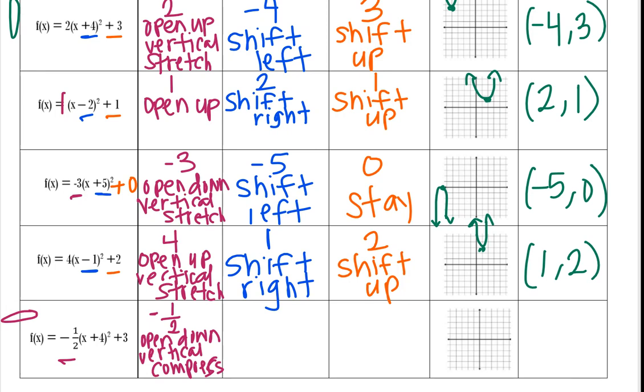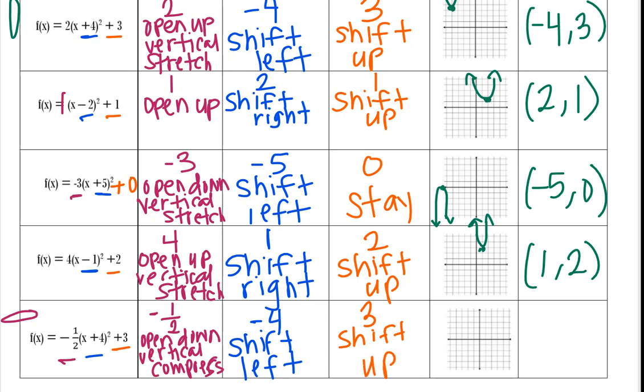Next, I have to identify my h value inside the parentheses. It looks like a plus 4, but we're doing the opposite, so it's negative 4. I know negative is on the left side, so I'm going to shift to the left. And the last thing here is my k value, which is that number outside the parentheses in the back. It's a positive 3, and I know that that is going to shift up.